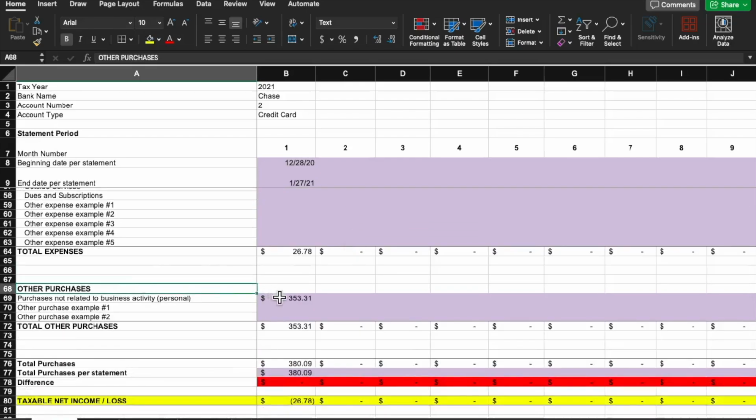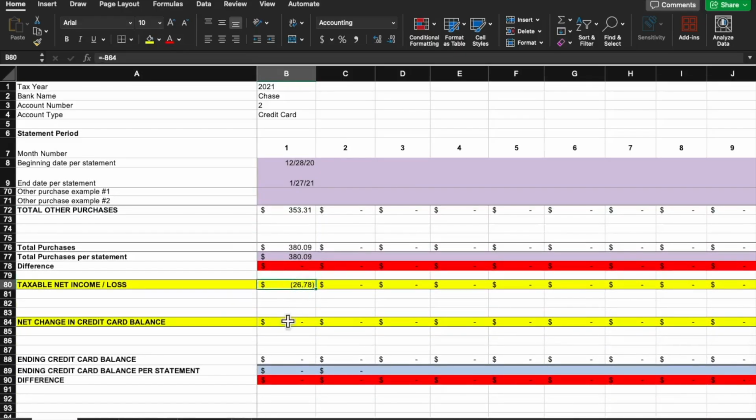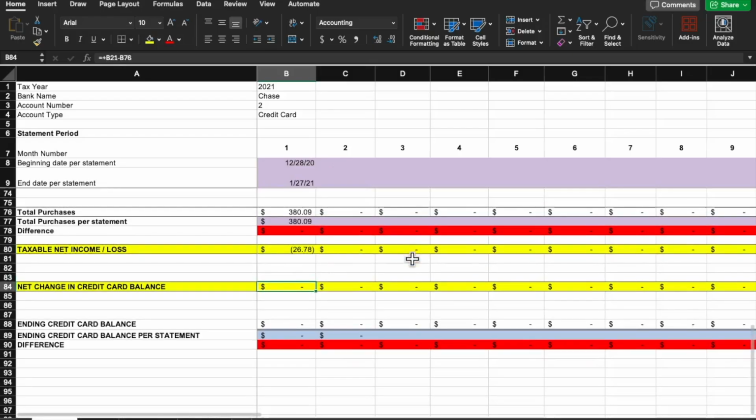And then, other purchases not related to your business activity. And then here is pretty much your total expenses. I know it says taxable net income loss, but really this is just your total expenses that you're incurring on the credit card for that month, and then the net change in your credit card balance.